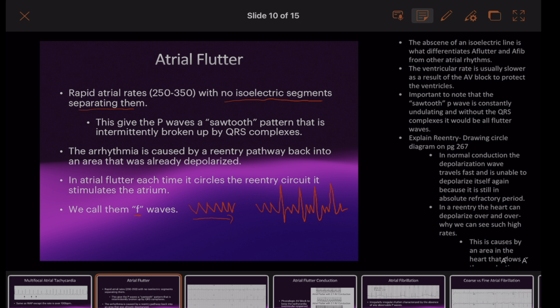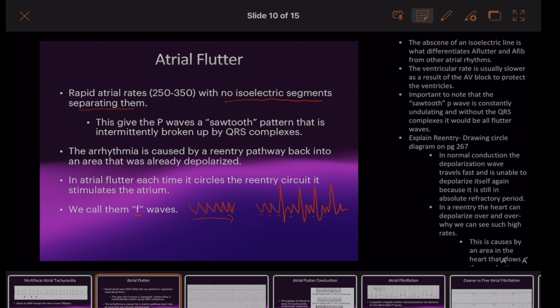Right, with variable conduction, but you can see there's no isoelectric segments. You can see the flutter waves, and it's broken up by the QRS complexes as the AV node lets one of those impulses through, and we see the ventricular depolarization because it's stronger than the atrial depolarization that is occurring.